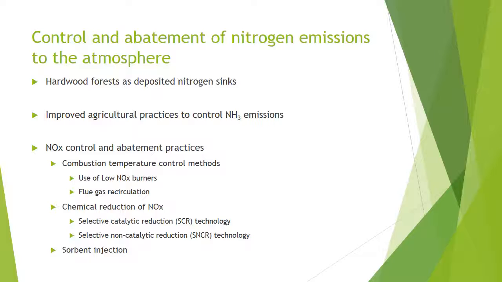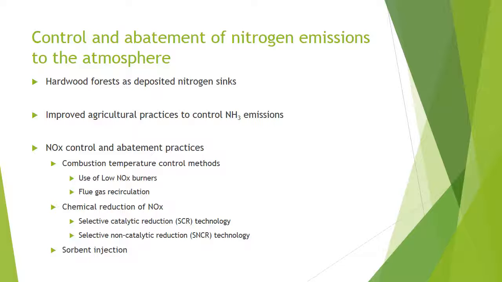And finally, I'll talk about control and abatement of nitrogen emissions to the atmosphere. Hardwood forests act as nitrogen sinks, so as we maintain and even increase the amount of forested lands on Earth, they'll decrease the amount of biogenic available nitrogen to the atmosphere. Improved agricultural practices can help control ammonia emissions. And then there are three main ways to control NOx.